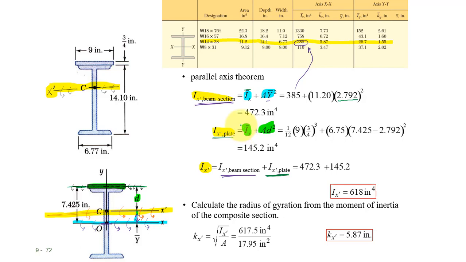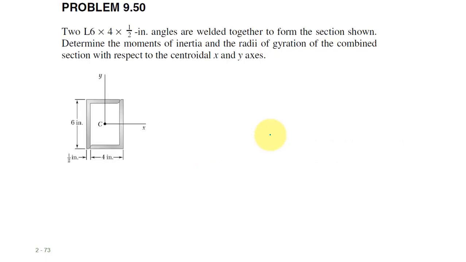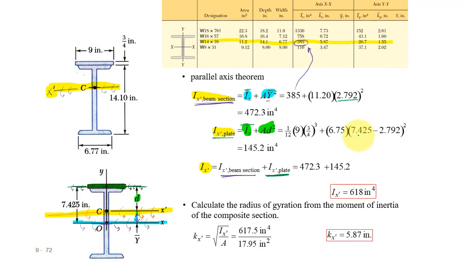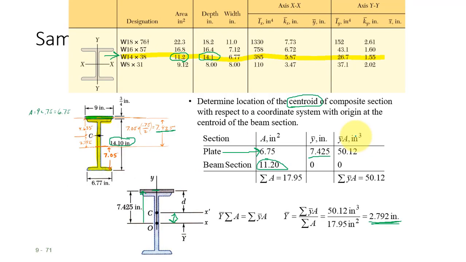If you look up the centroidal moment of inertia for a plate, that's 1/12 base times height cubed. This comes from just looking at what a rectangle is out of the tables. And the area of the plate is going to be 9 times 3/4 of an inch. Add the distance from the center of the plate to the new axis. So we're going to subtract off that. Let me go to the previous slide here. 7.425 from center to center, and then we're subtracting off that 2.792. So we end up with 4.633 on here.